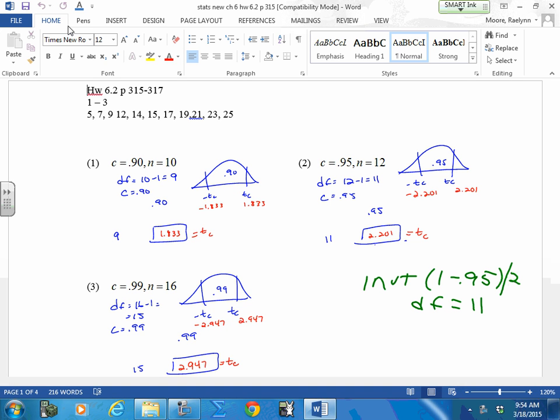Everybody can look this up and everybody can remember degrees of freedom. Now, was there one that wasn't there? No, not yet. Okay. All right. Okay, let's go on.